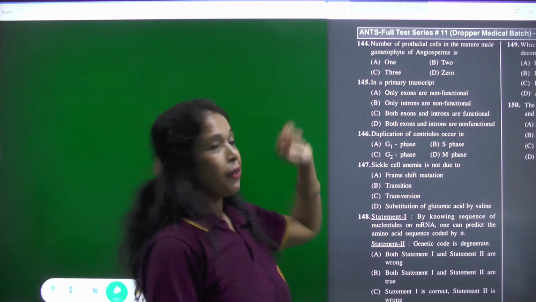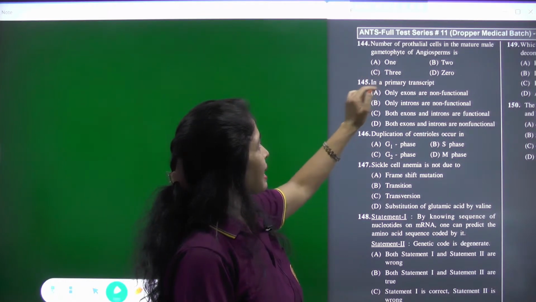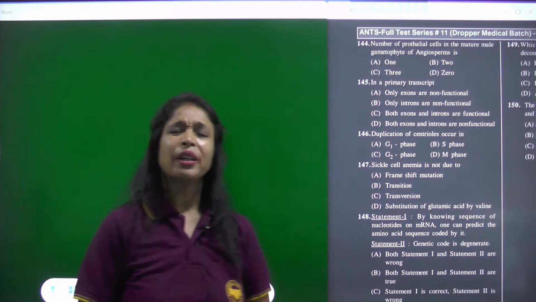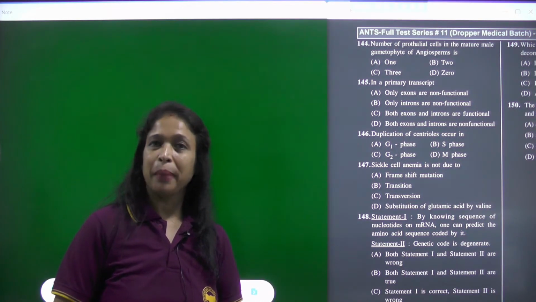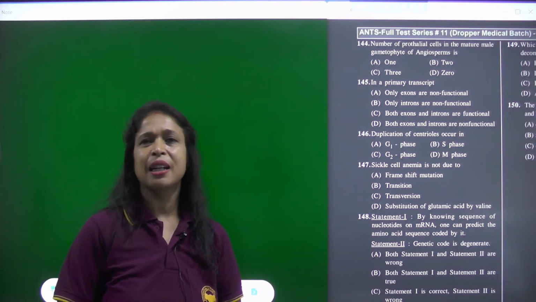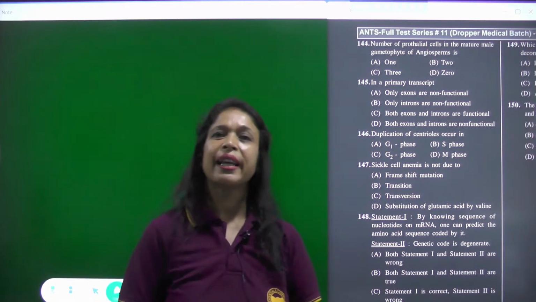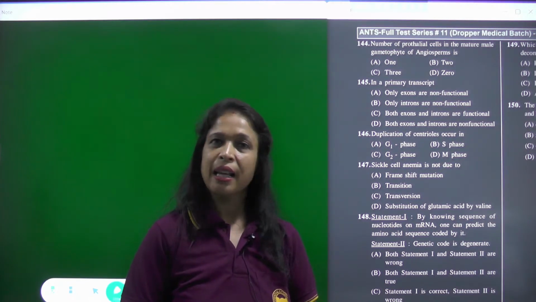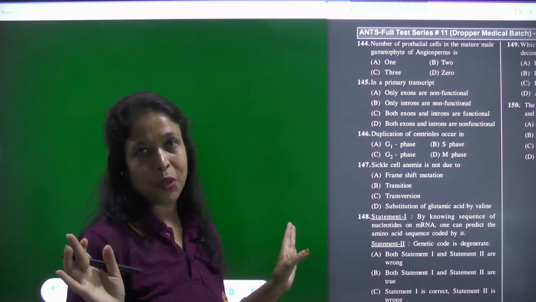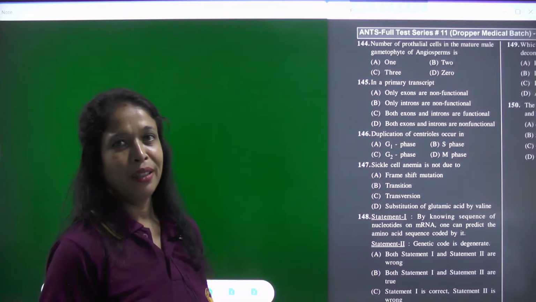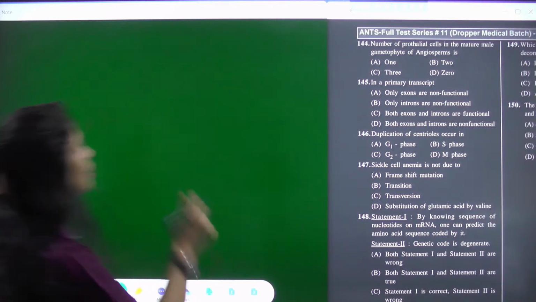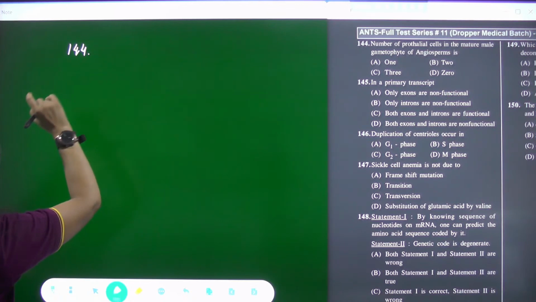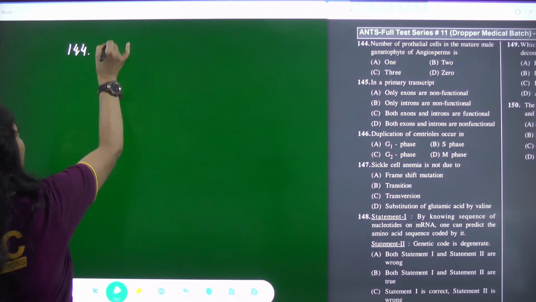Question number 144. Number of prothallial cells in the mature male gametophyte of angiosperm. You know, in the angiosperm male gametophyte, prothallial cells are not formed. Prothallial cells are present in gymnosperms, say in Pinus. Prothallial cells have already disappeared in angiosperms. So, very simple, what will the answer be? 0, okay. So for 144, no prothallial cell in the male gametophyte. So where is 0? At the last, yes.